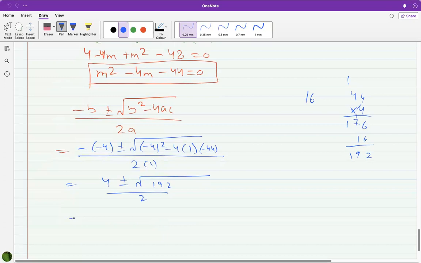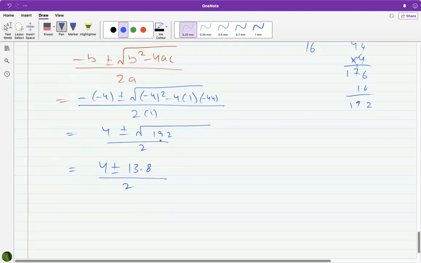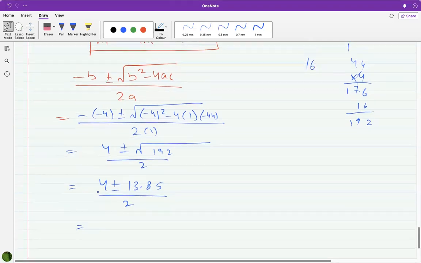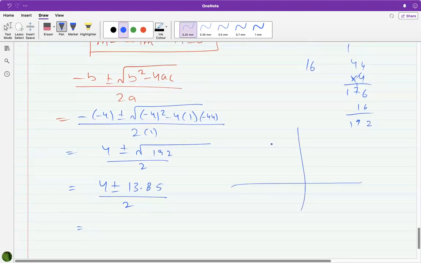And the square root of 192 is 13.85. So we'll get these two values of m. When m is equal to these two values, the line intersects the curve at one point only. So how would it look when the value of m is positive? It looks like this. When the value of m is negative, the line would look like this. Other than this, it will either not touch the curve or intersect the curve at two different points.